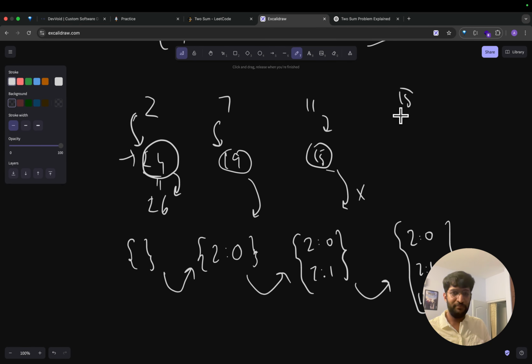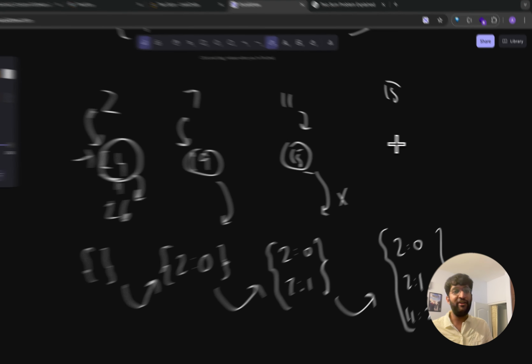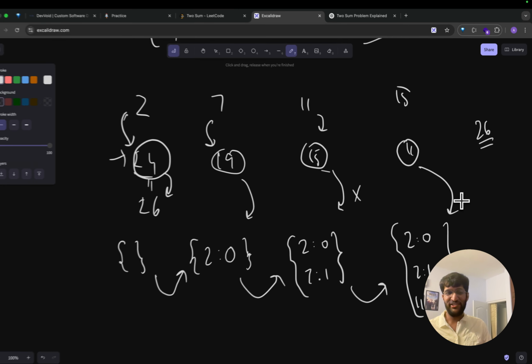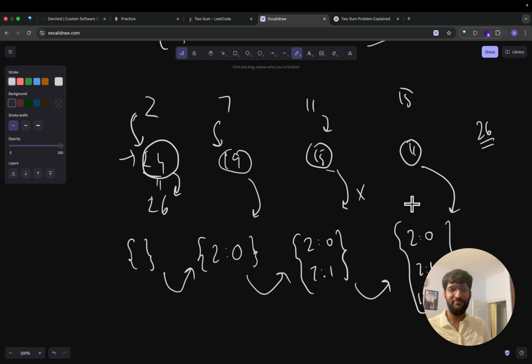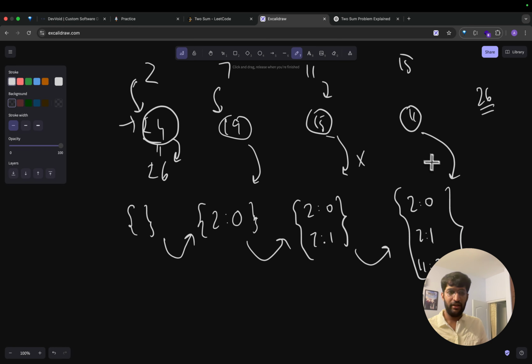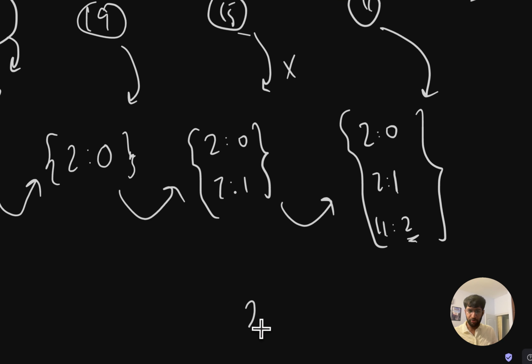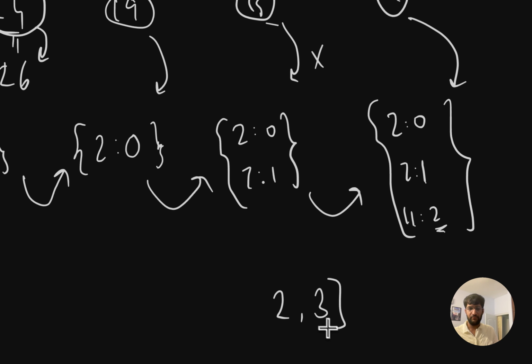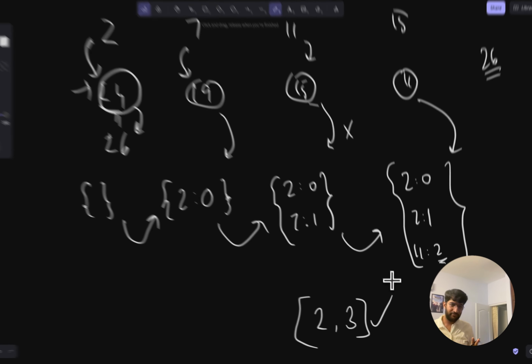We are in 15 now, right? 15 requires 11 to become 26. Does 11 exist in our dictionary? Oh yes, it does. That's good news. That means this is our solution. So what will we return? 11 ka value, so 2, 15 ka index, 3. Done. This is the logic.